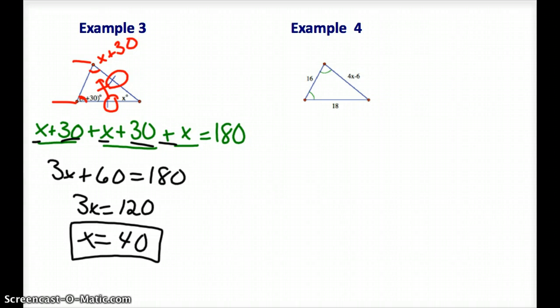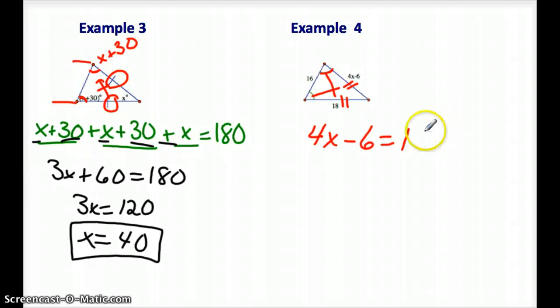Let's look at example number 4. This time you're given two angles congruent and you're given the sides. You need to decide which two you're going to set equal. Once again, you've got to look. Here's your congruent angle, so opposite and opposite are going to be equal. The opposite sides are going to be equal. So in this example, I'm going to take 4x minus 6 equals 18. And then I've got 4x equals 24. So I'm getting x to equal 6.